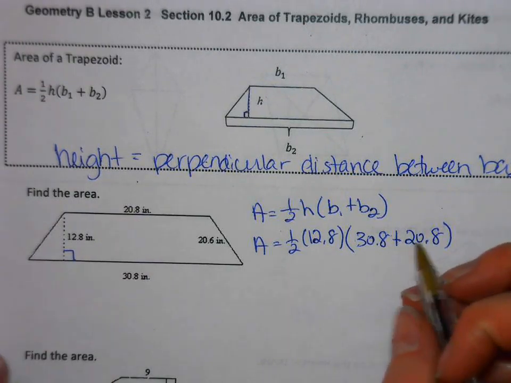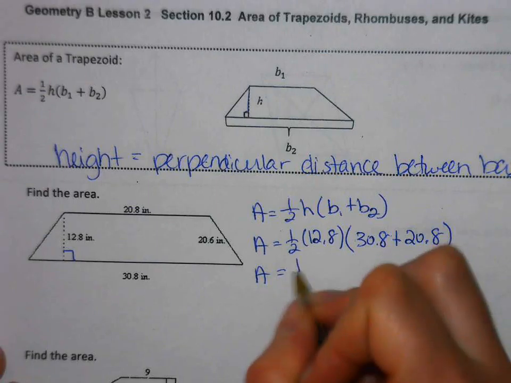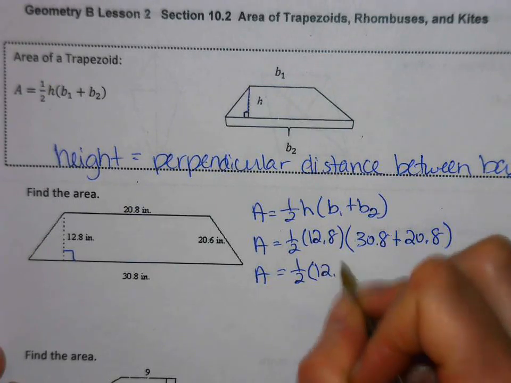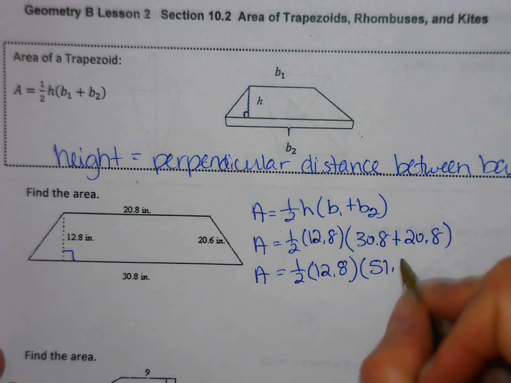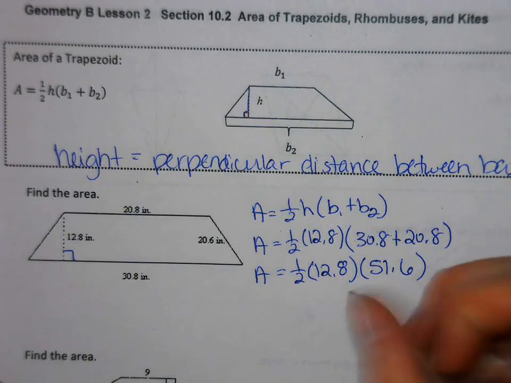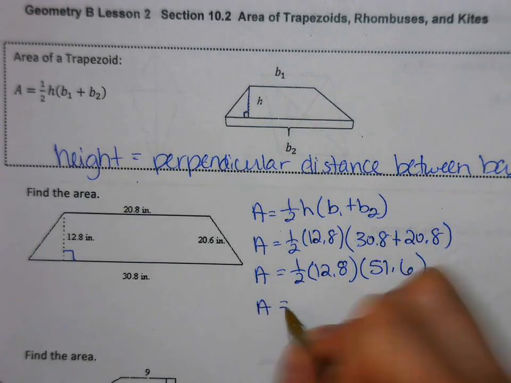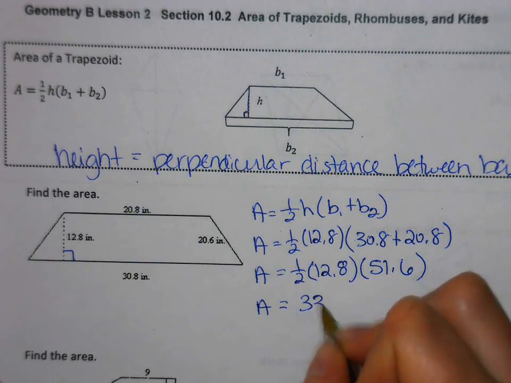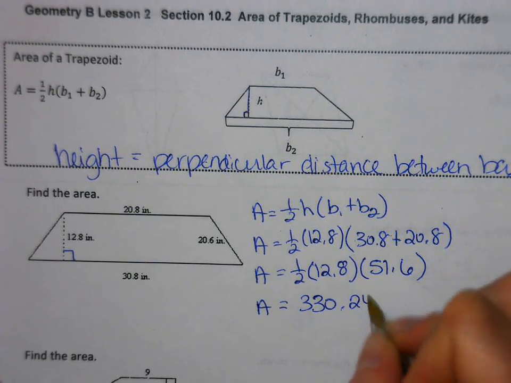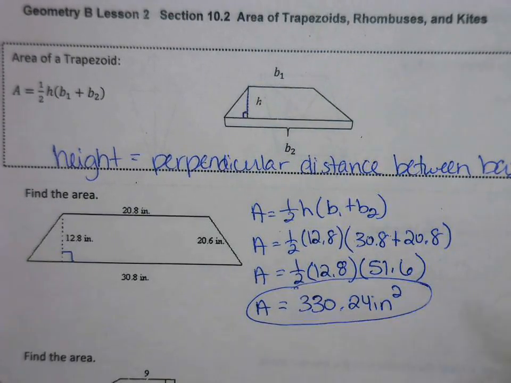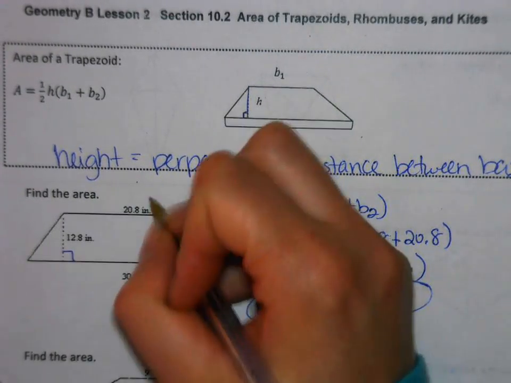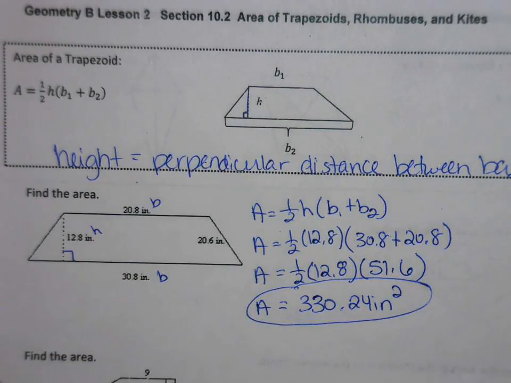So if we add those together, we can get the area equals 1/2 times 12.8. When we add those two, we get 51.6. So now we can multiply those out, and we get that the area is 330.24. Still working with the area, so it's inches squared.